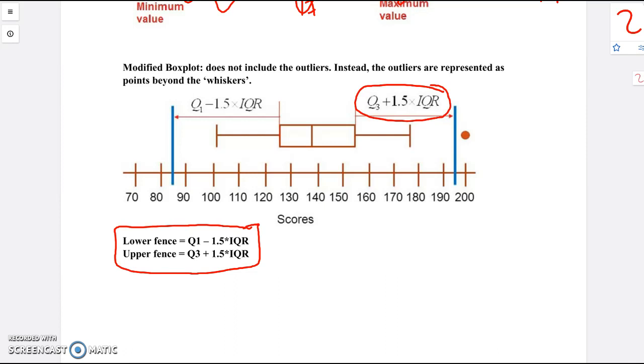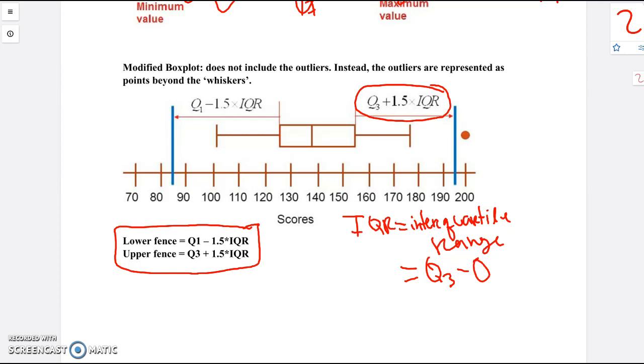Now you must be thinking, what the heck is an IQR? Well, the IQR is what we call the interquartile range. So basically what this is, it's just Q3 minus Q1.